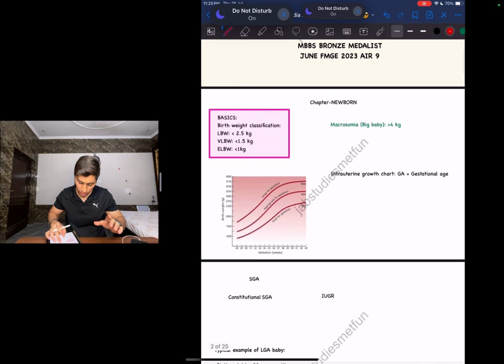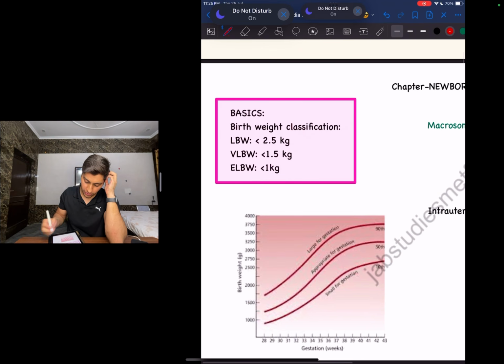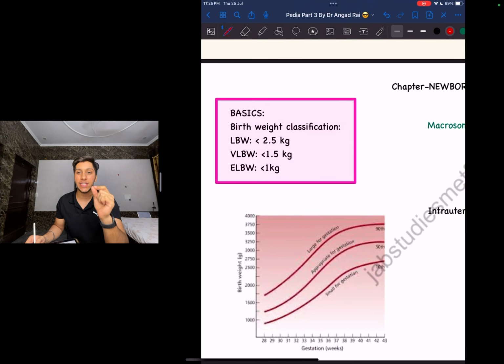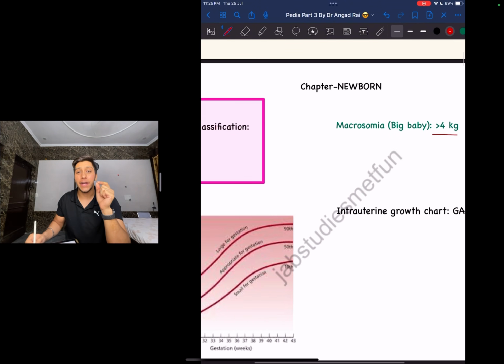All right. So as I wrote over there, remember the basic birth weight classification: low birth weight less than 2.5 kg, very low birth weight less than 1.5 kg, and extremely low. E stands for extreme, okay? Extremely low birth weight, which is less than 1 kg. What is macrosomia, guys? A large baby. How much is the weight? Anything more than 4 kgs is considered as macrosomia.